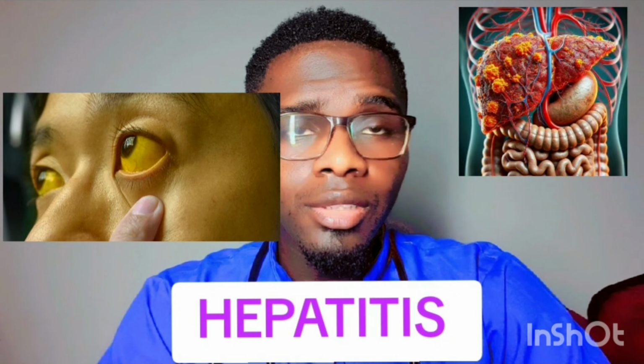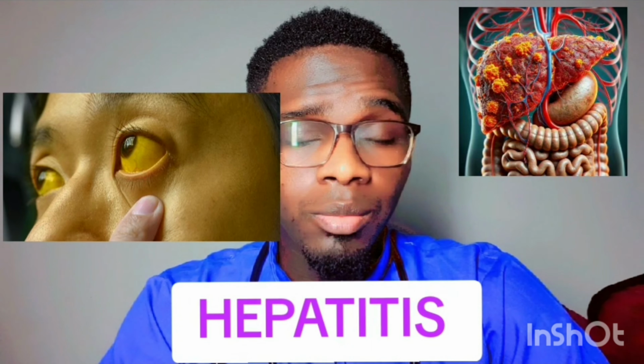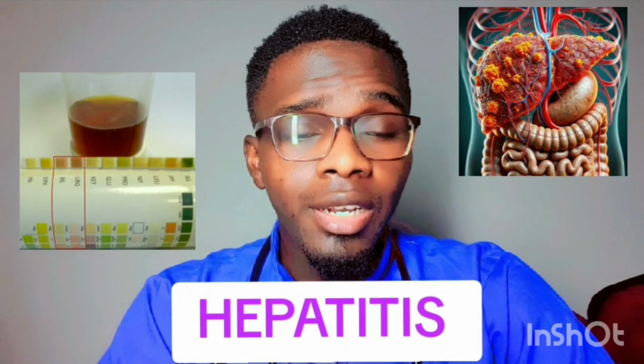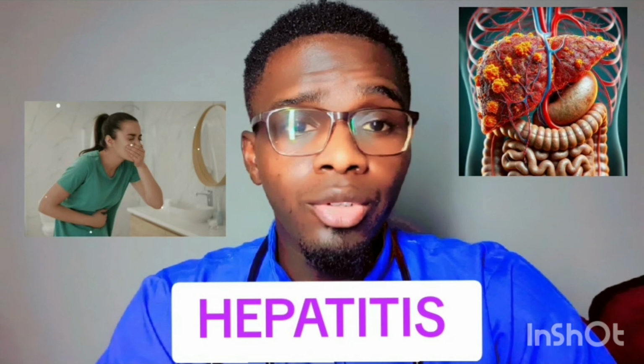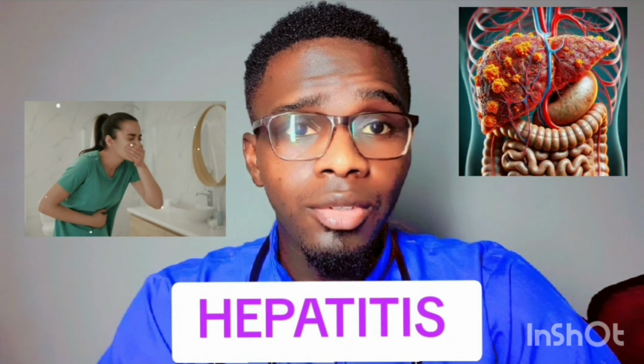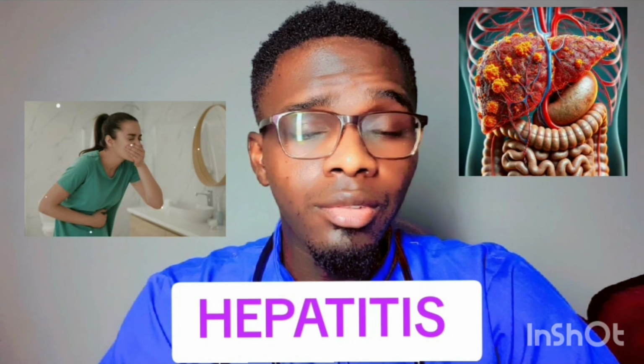Number 4, jaundice. This is the yellowing of the skin and the white portion of the eye. Number 5, dark colored urine. This comes from bilirubin buildup. Number 6, light colored stool. Number 7, abdominal pain and nausea. This comes from inflammation, swelling, and bile flow disruption.